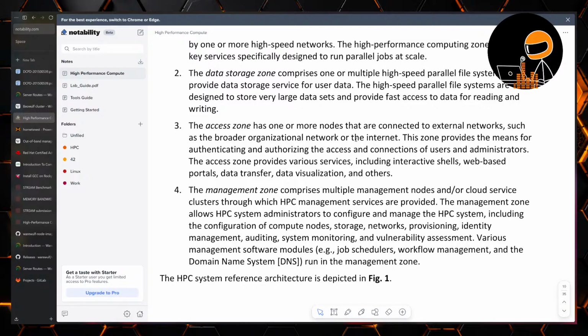And then you have the management zone. Interesting. I see how they kind of started from internal and then built their way out. So anyways, the management zone comprises multiple management nodes and/or cloud services clusters through which HPC management services are provided. The management zone allows HPC system administrators to configure and manage the HPC system, including the configuration of compute nodes, storage networks, provisioning, identity management, auditing, system monitoring, and vulnerability assessment. Various management software modules, job schedulers, workflow management, and the domain name system DNS run in the management zone.